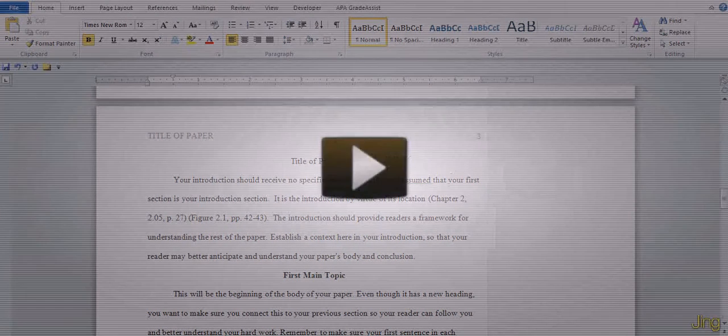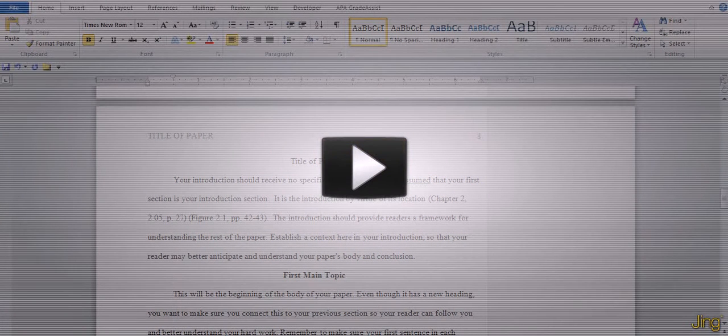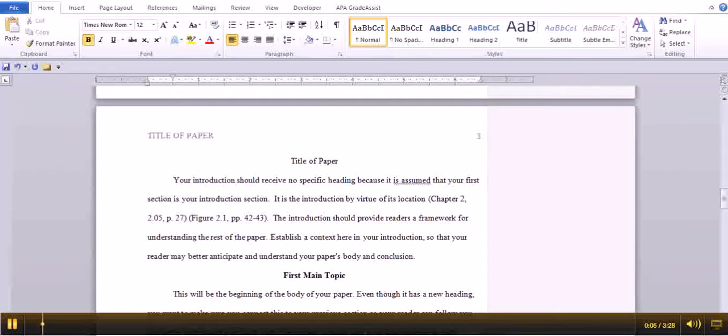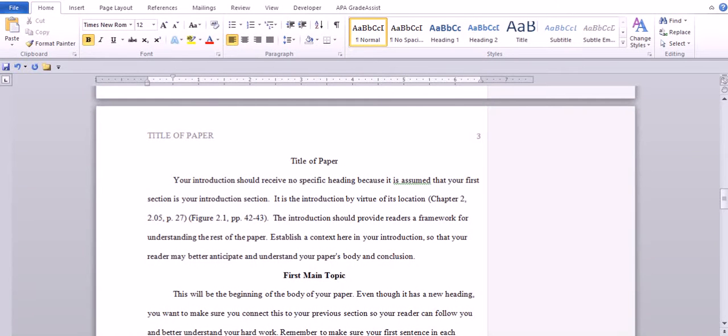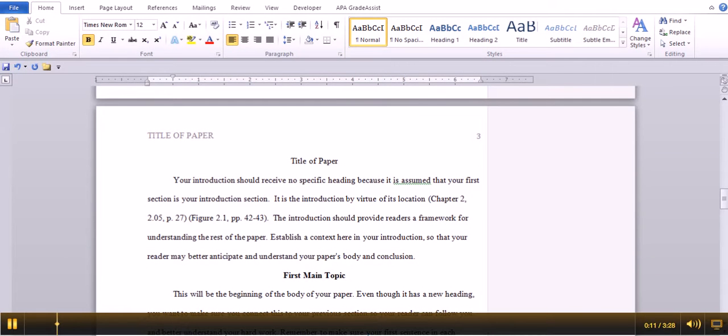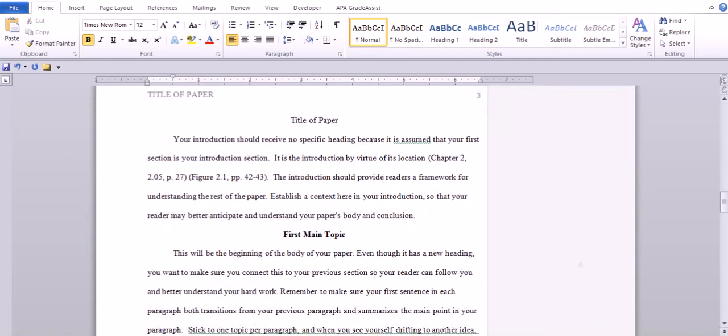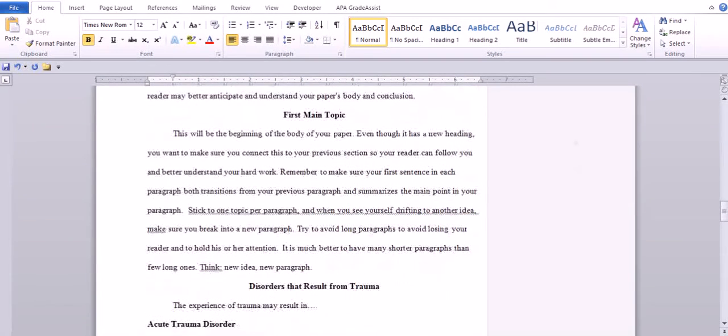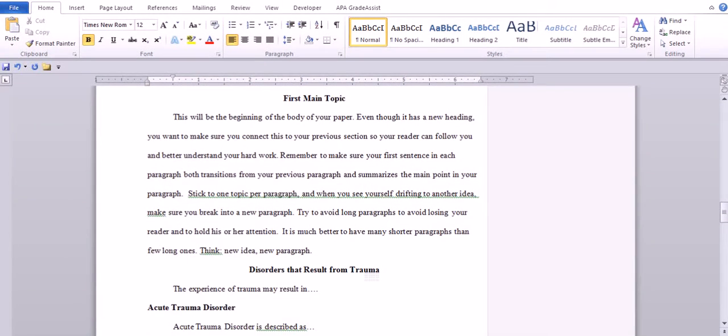So now it's time to organize the information in our paper so that it's easy to follow along. And we do that by using APA style headings. After we've got the introduction, we start with our first main topic of the paper. Let's say, for example, that I wanted to talk about the different kinds of symptoms and disorders that can result from trauma. So I am going to break that down into subtopics.